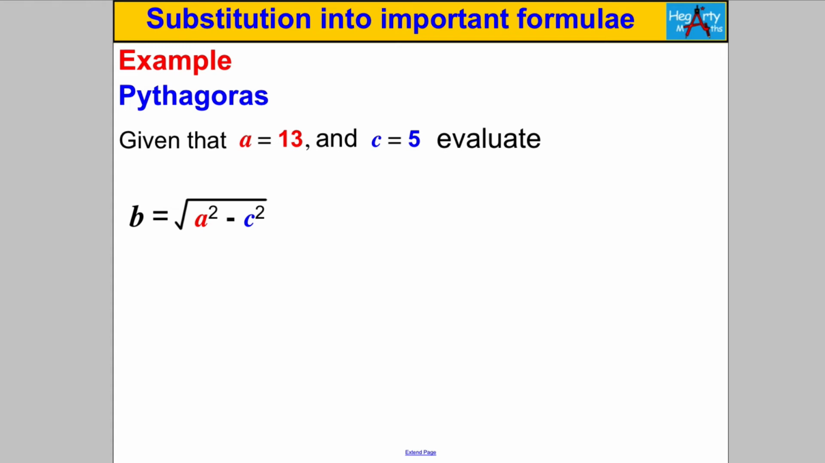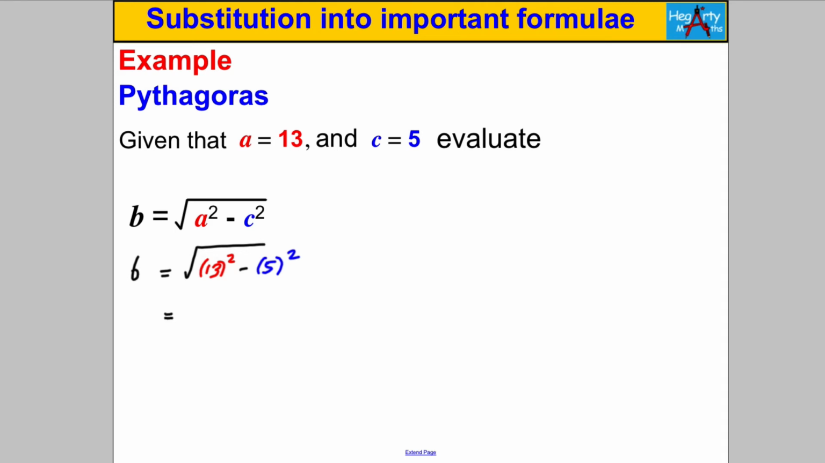Now this is a rearrangement of the Pythagoras formula. We're trying to work out b if we're given a is 13 and c is equal to 5. So b is going to be the square root of 13 squared take away 5 squared.